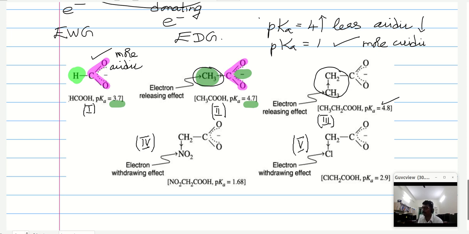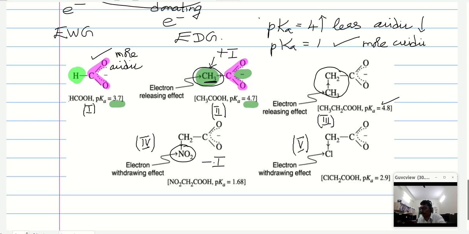Now what happens if we add an electron withdrawing group? You see that the moment we replace one of the hydrogens over here with a nitro group, which is a very strongly electron withdrawing group, or which exhibits minus I effect. Please note that here alkyl is a plus I effect group that contributes electrons to the carboxylate anion here.